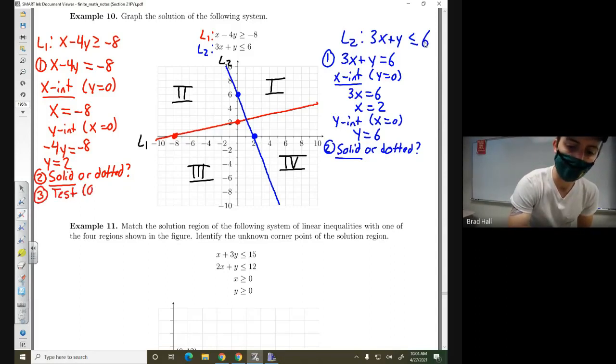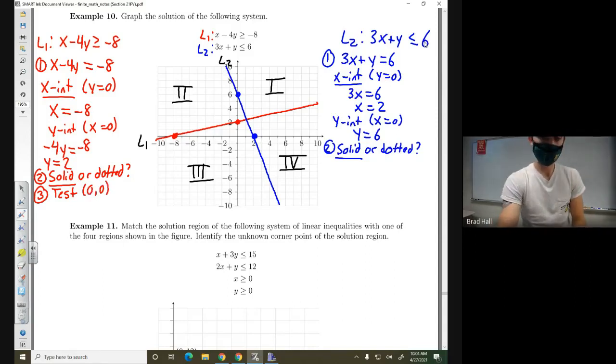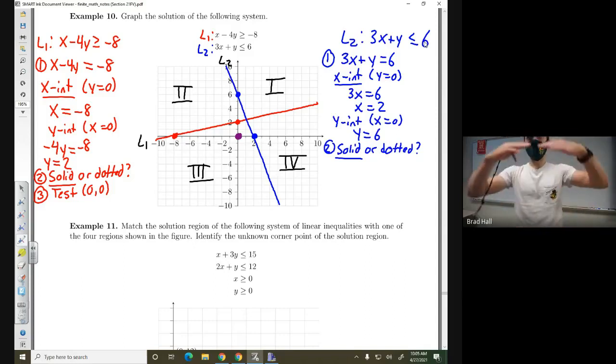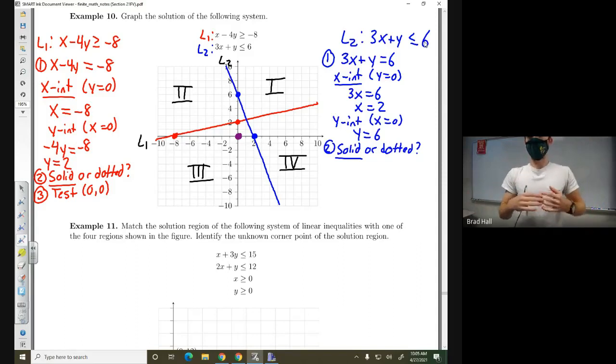We'll test 0, 0 for the red line. So remember, 0, 0, we'll do this in purple, is down here. If 0, 0 satisfies the inequality, we shade below the red line, near the point. If 0, 0 fails, we shade above the red line, away from the point.